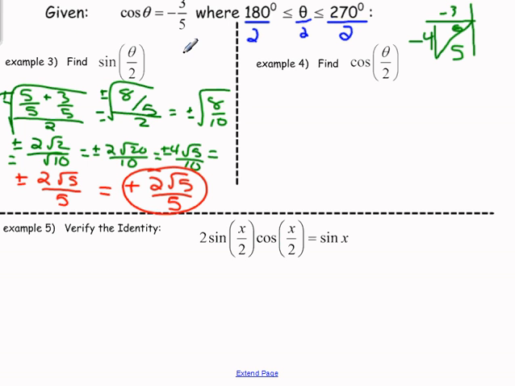So we know that 90 is less than or equal to theta over 2, which is less than or equal to 135. So theta over 2 is in between 90 and 135, which is quadrant 2. And then is sine positive or negative in 2? And the answer is that it's positive, so you get the positive here. Alright, try the cosine one. Pause the video, and let's see if we get the same answers.